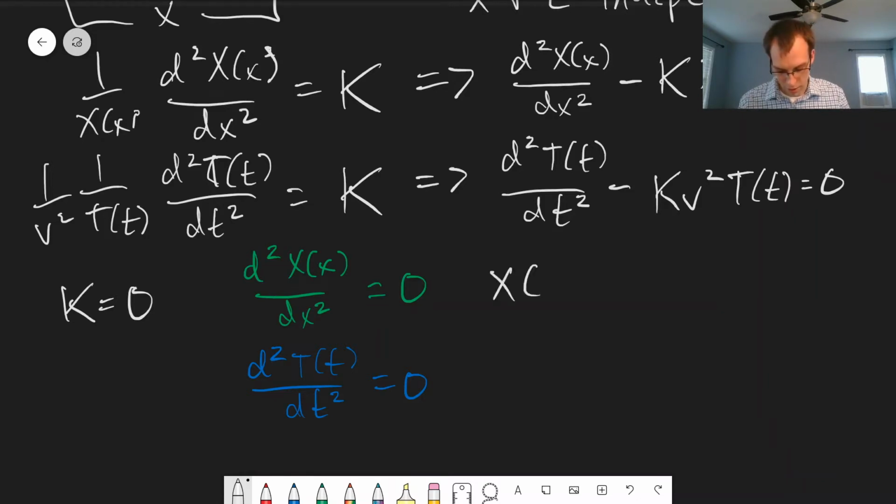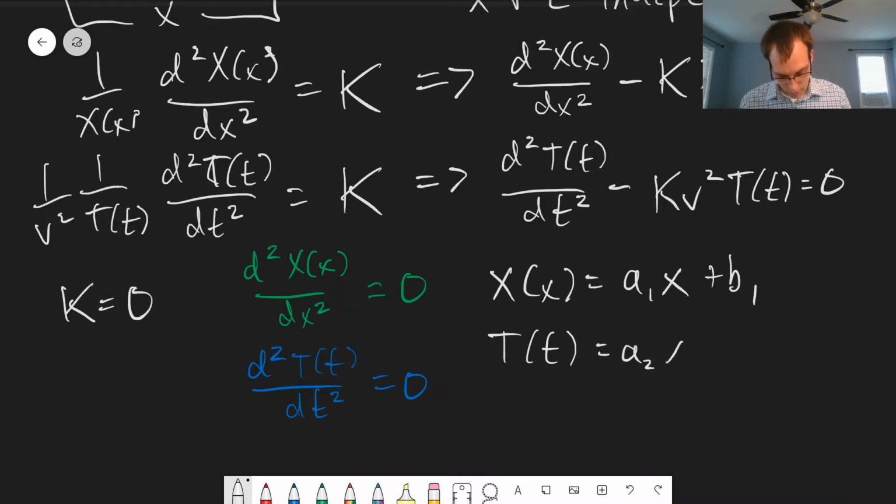So we can take X(x) equal to some constant a1 times x plus some other constant b1. Same thing for time. We'll call it a2 and b2: T(t) equals a2 times time plus b2. a1, b1, a2, and b2 are just constants that could take any value. It doesn't matter what they are because either way we get 0 when we take the second derivative.